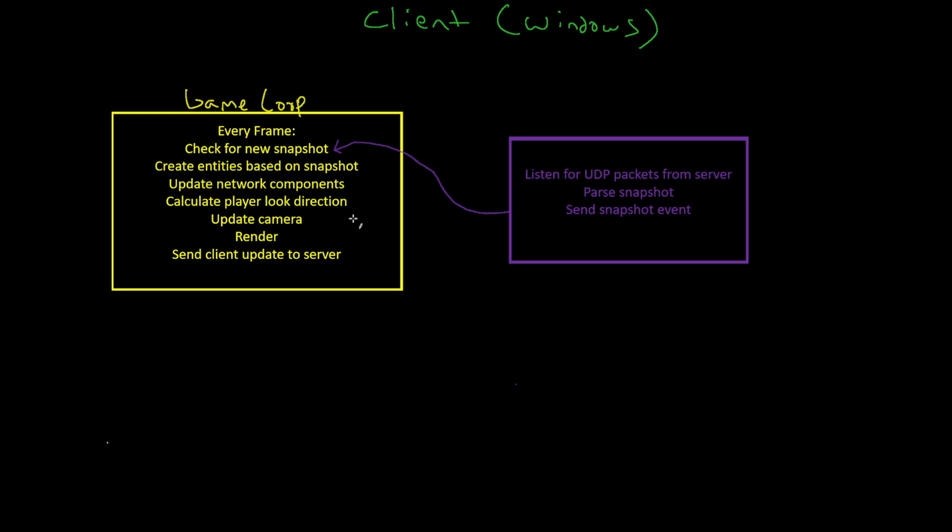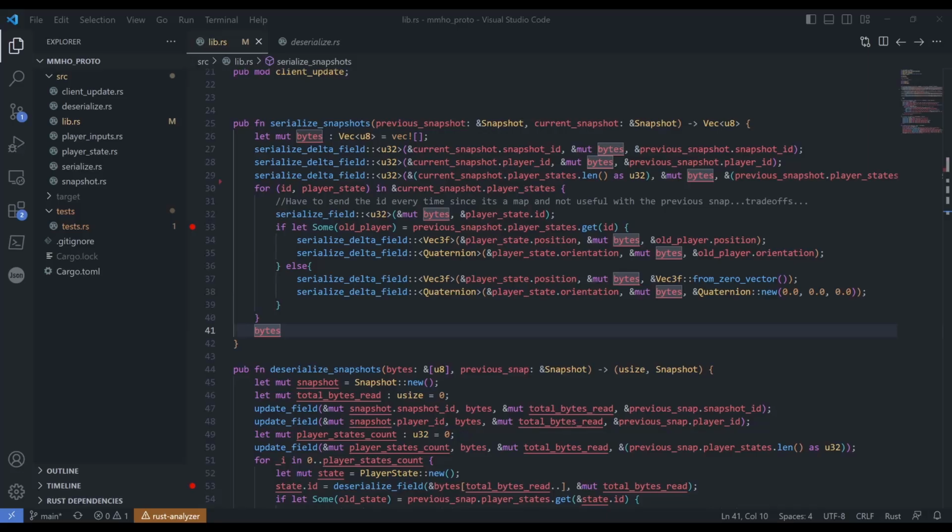And calculate the player look direction, update camera, render, and there's quite a few steps in between there that aren't really relevant for this talk. And then we send the client update to the server, which we saw on the other screen. So in the diagrams, I had shown sending and receiving data from the clients and server. And I know there's a lot of general solutions to that problem, but I wanted to dive in a little bit deeper and show what I had done.